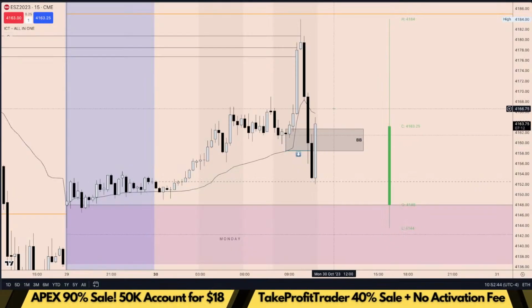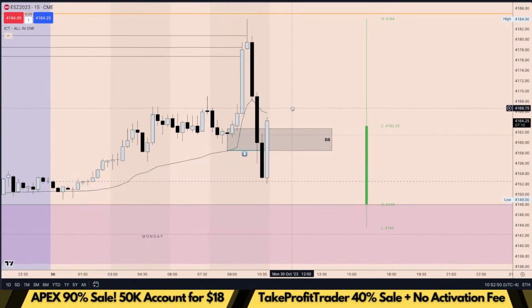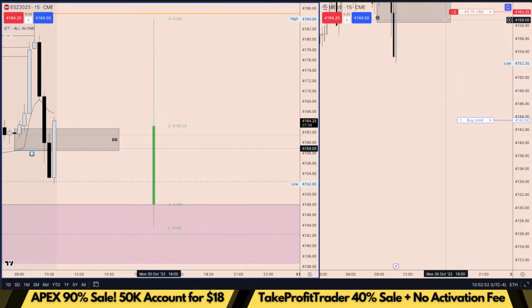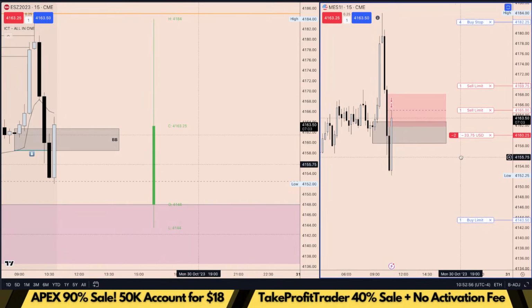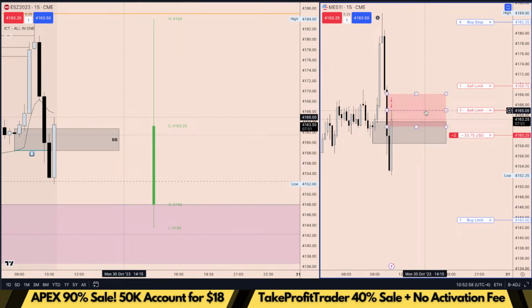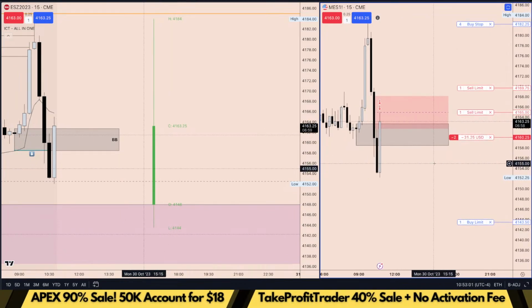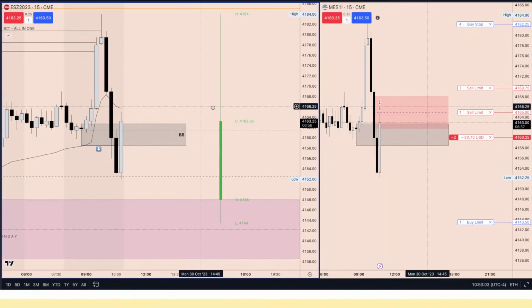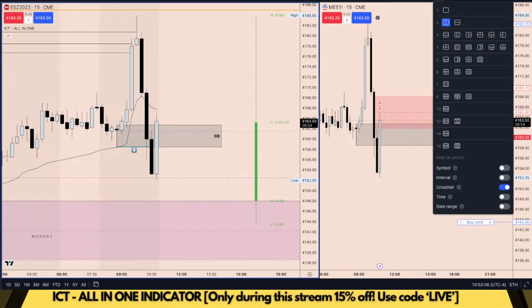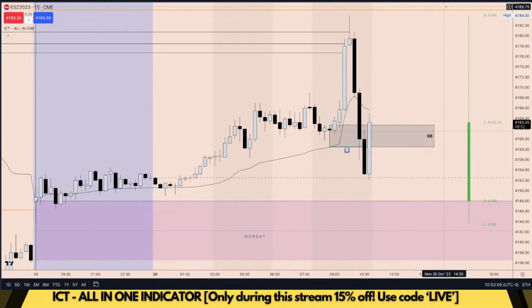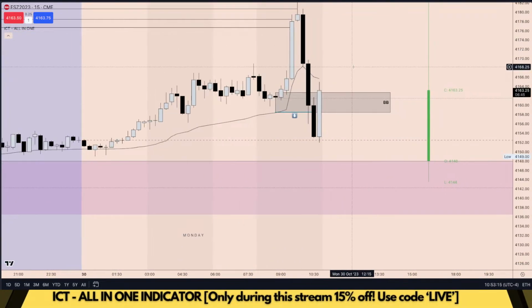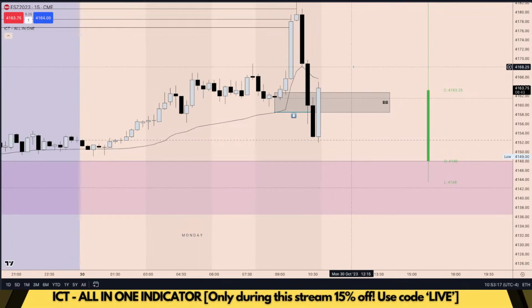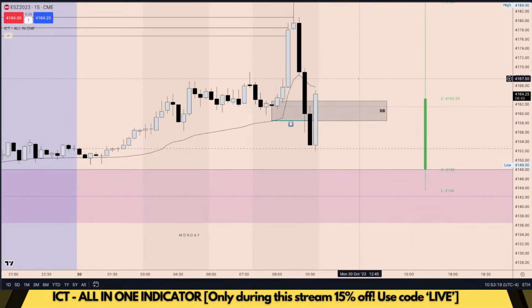Let's get back to our TradingView chart, and we see we're filled with 2 contracts already. We almost got filled on our 3rd contract right here at that consequent encroachment of this 15-minute bearish fair value gap. But let's not worry about the entry. Let's not upset ourselves. We have our model, we have our valid entry. What else can we do? Not much.